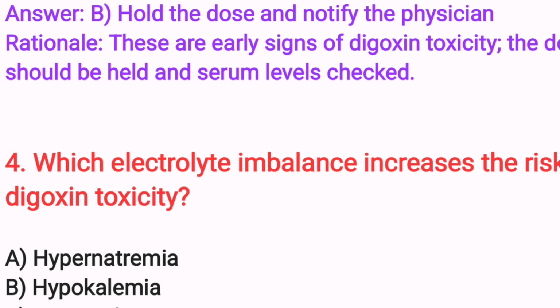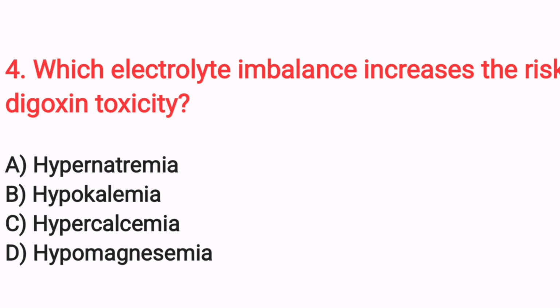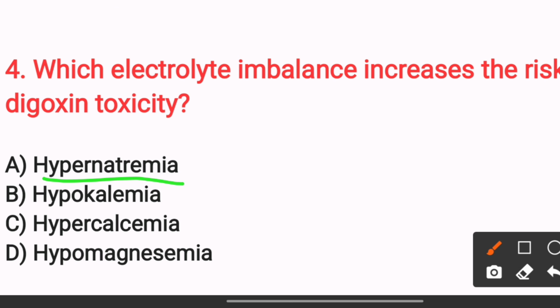Next, which electrolyte imbalance increases the risk of digoxin toxicity? Option A, hypernatremia. Option B, hypokalemia. Option C, hypercalcemia. Option D, hypomagnesemia.